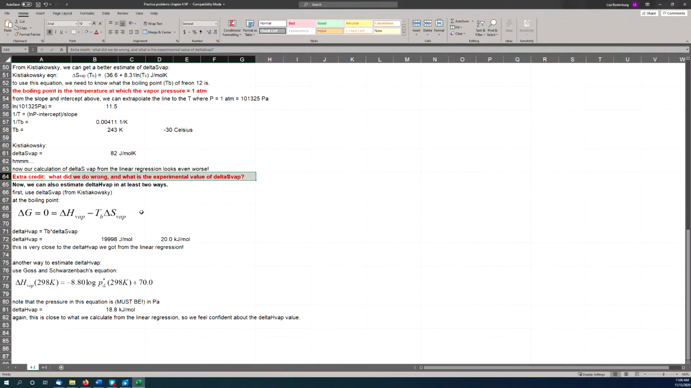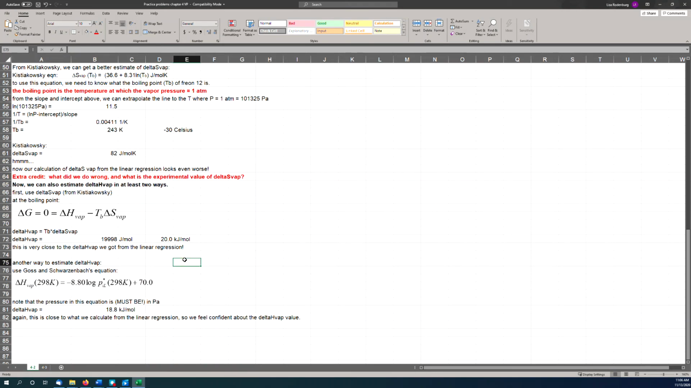Now that we have a pretty good idea of what delta S of vaporization is, we could also do an estimate of delta H of vaporization. Again, this is what we do if we don't have any data. At the boiling point, delta G is equal to 0. And delta G is delta H of vaporization minus the boiling point times delta S of vaporization. So delta H is equal to the boiling point times delta S. That's what I get here. And voila, this comes out to be really, really close to 20 kilojoules per mole. So hey, it works. Awesome.